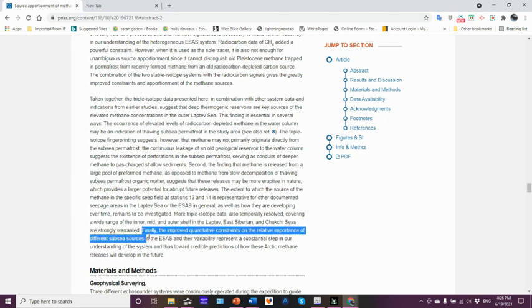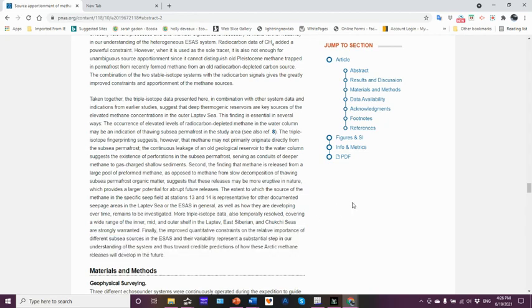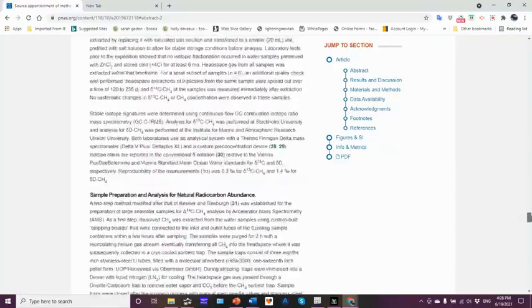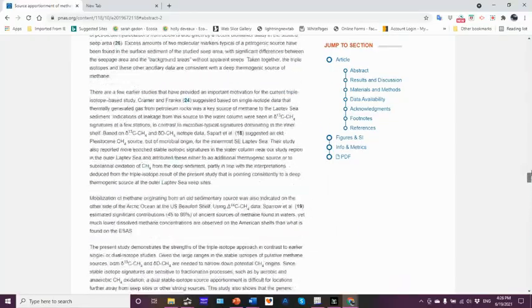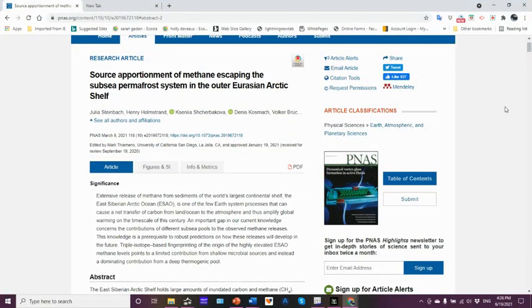And then finally, the improved quantitative constraints on the relative importance of different subsea sources in ESAS and their variability represent a substantial step in our understanding of the system and thus toward credible projections of how these Arctic methane releases will develop in the future. And then they go into an extensive materials and methods section, which again, for those of you who are interested, you can study that. I will leave the URL link in the comments section.